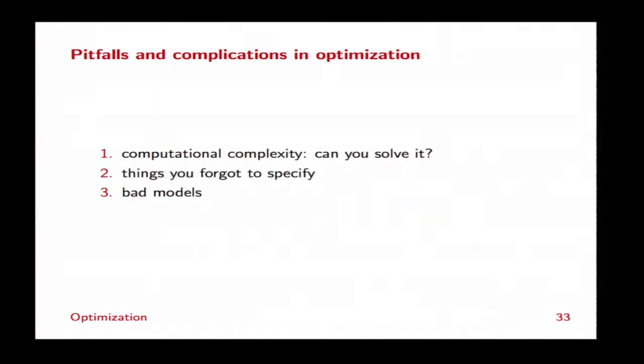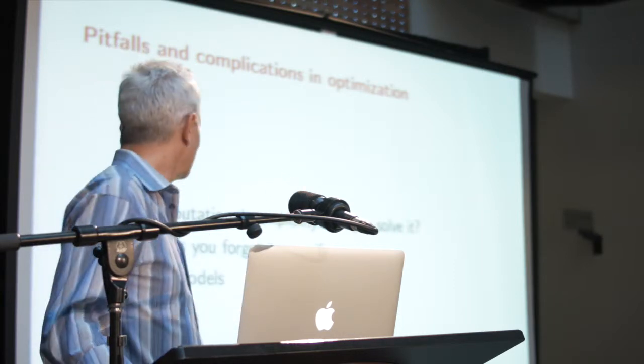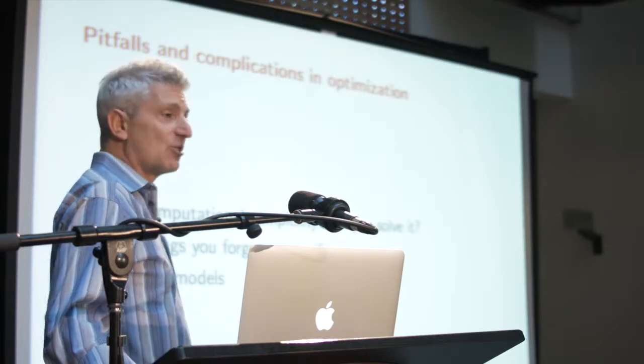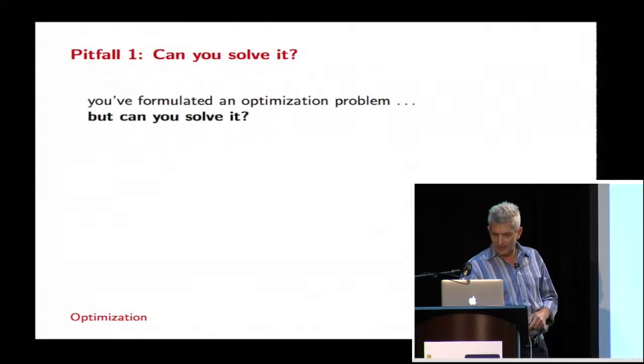First of all, you can formulate optimization problems all you like, but you can't solve most of them. I'll get to that in a minute. There's other stuff where there's stuff you forgot to specify. And then, of course, there's the issue of bad models. So I'll go over these quickly.